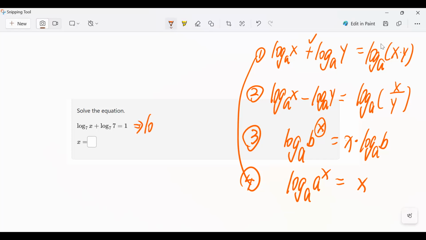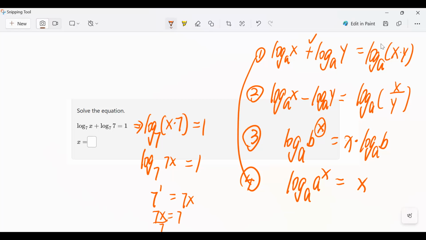So here, because it's addition, this becomes log base 7, and x times 7, right? So 7x. Now this is basically log base 7 of 7x equals 1. Now we're going to turn it back into the exponent. So 7 to the first is 7x. That means 7x equals 7. Divide by 7 on both sides of the equation, we get x equals 1.